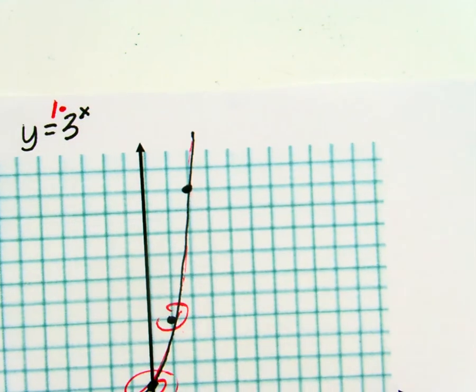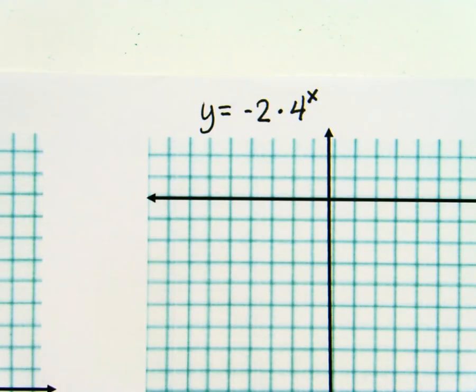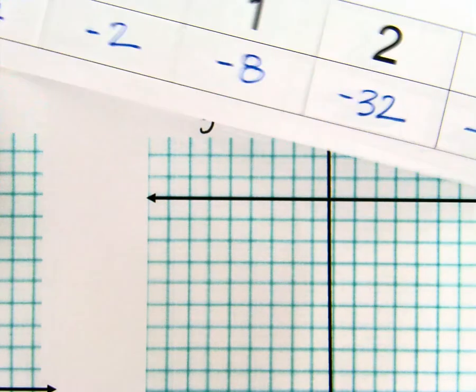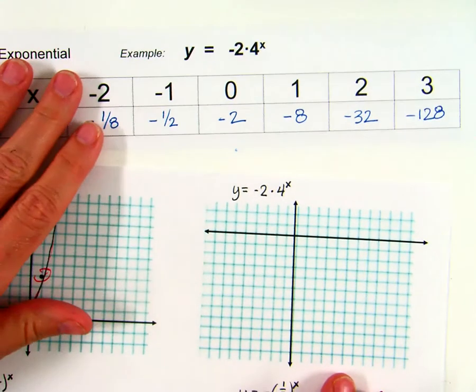Okay. The next one up. Let's do one of the negative ones. y equals -2 times 4 to the x. This is one of the ones we worked earlier.